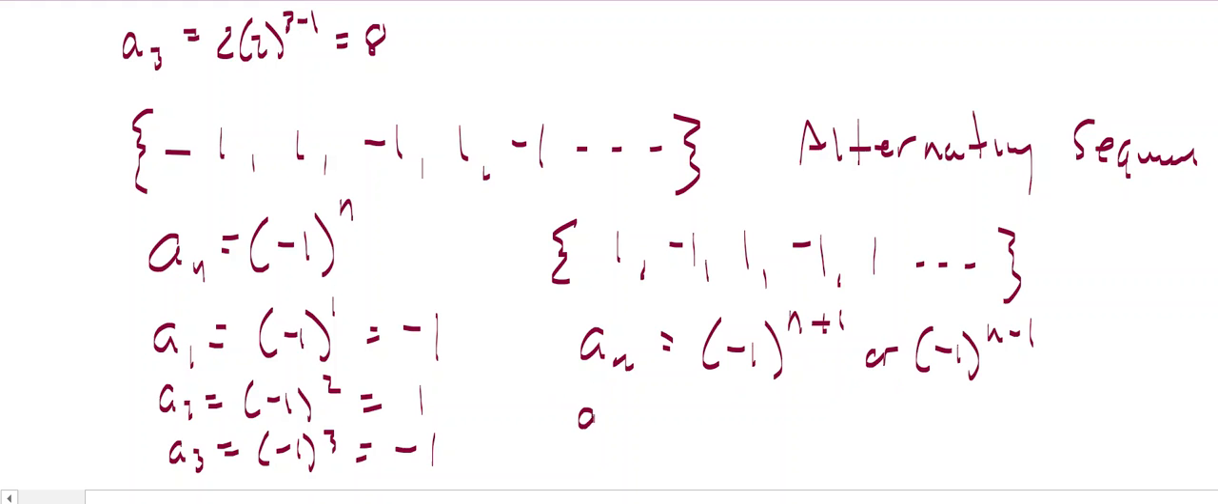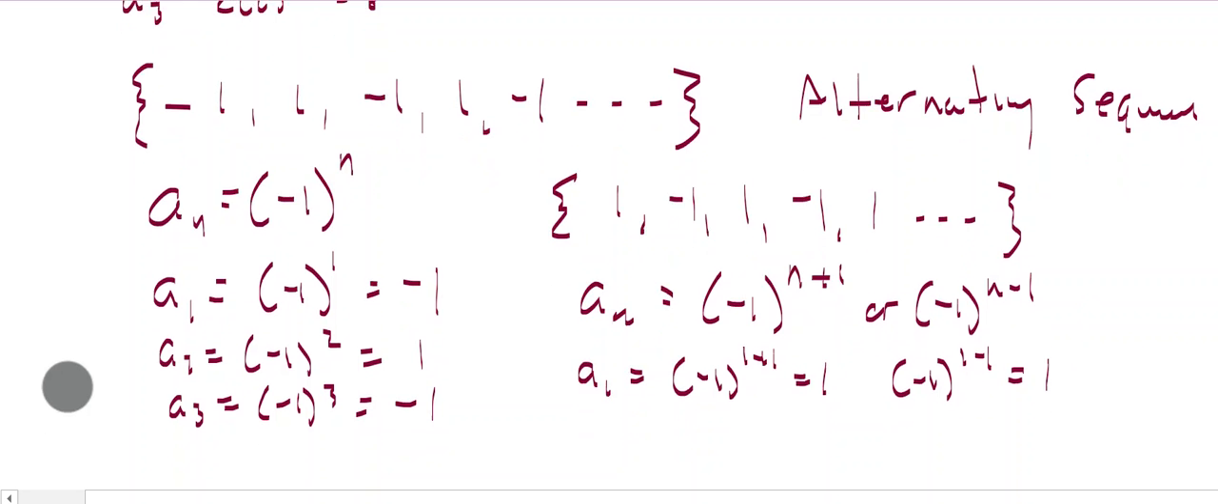So let's just see the first term. A sub 1 is going to be negative 1 to the 1 plus 1, which is 2. Negative 1 to the second power is 1. Or negative 1 to the 1 minus 1 is 0. And anything raised to the 0 power is 1. So we're going to get a positive 1 either case. And so this is how we deal with alternating series.